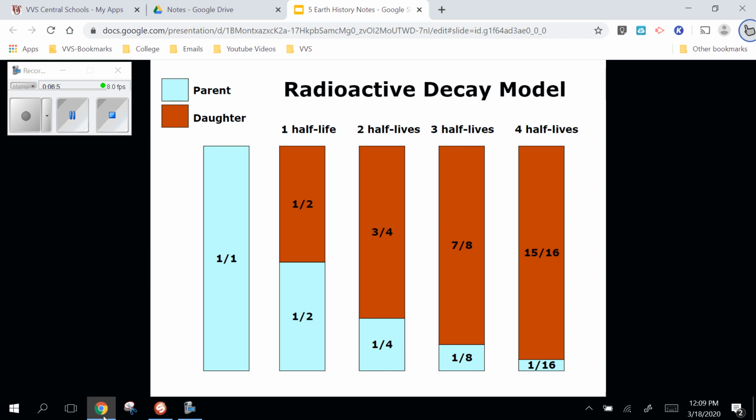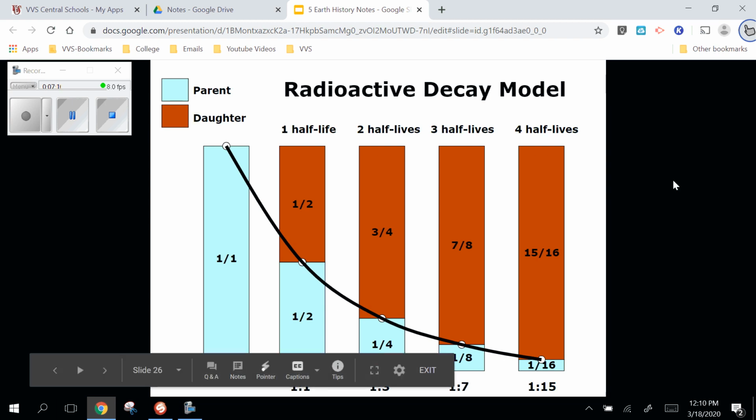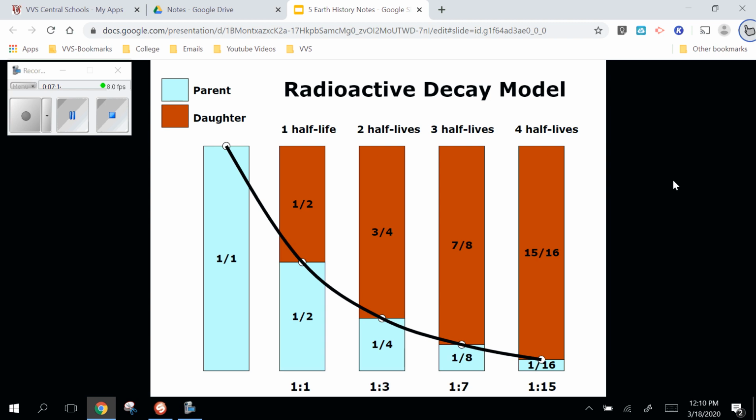If we were to put a little dot on top of these, look what we get here. We get a graph that's getting less and less, but it's approaching zero. The numbers at the bottom show the ratio. We have 1 part parent to 1 part daughter. After two half-lives, we have 1 part parent to 3 parts daughter. After three half-lives, 1 part parent to 7 parts daughter. And then 1 part parent to 15 parts daughter. And it keeps going like that.